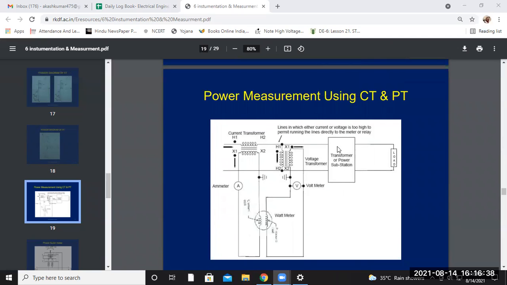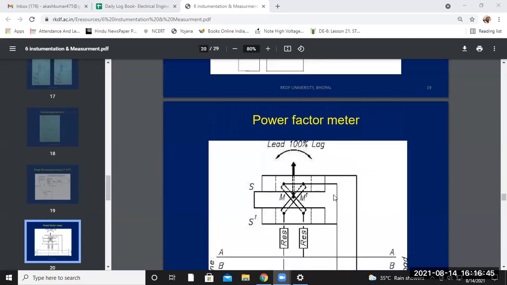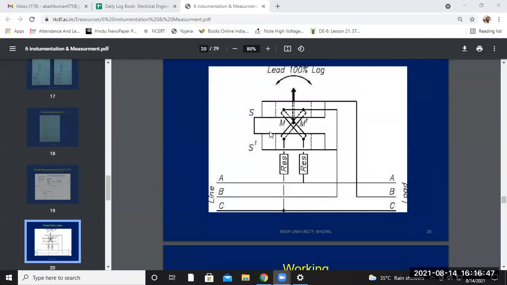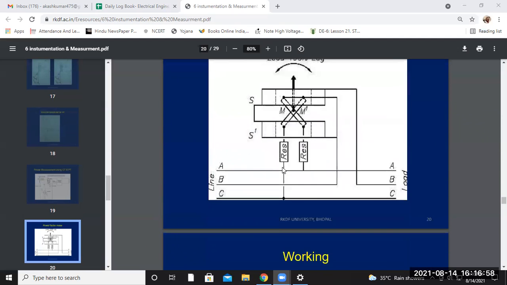Here you can also see the transformer of the substation. Before that, the CT and PT are provided, and the load is given here. Now this is the power factor meter, which indicates the power factor of the system. As you can see, this is the three-phase system line. This is the reference point, and this is the power factor. You don't have to study this.